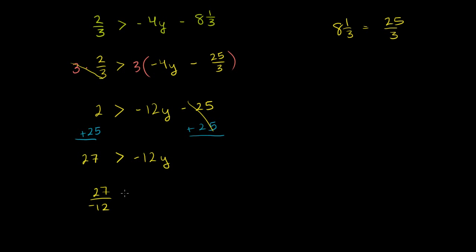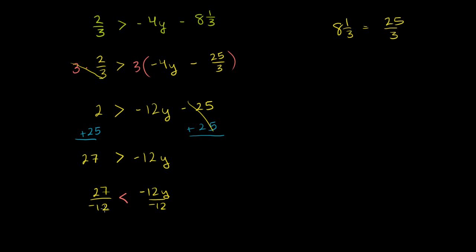Let me do this in a different color. Is less than negative 12y over negative 12. Notice, when I divide both sides of the inequality by a negative number, I swap the inequality. The greater than becomes a less than. When it was positive, I didn't have to swap it.